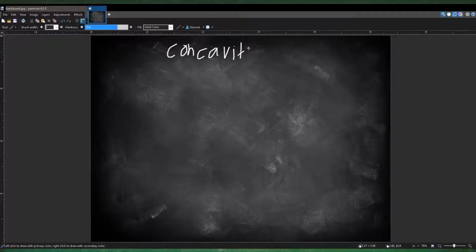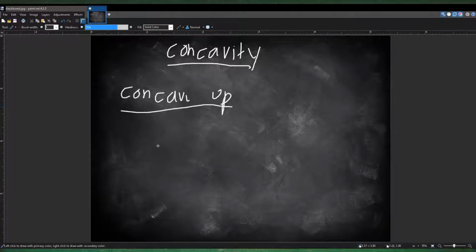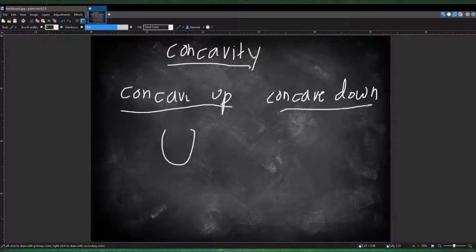So, as you know, there are two types of concavity. There is concave up, which is like this. This is going up, right? So it's opening up. And there is concave down, which is like this, because it's opening down, right? So those are our two concaves.